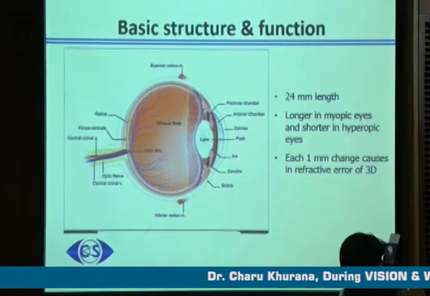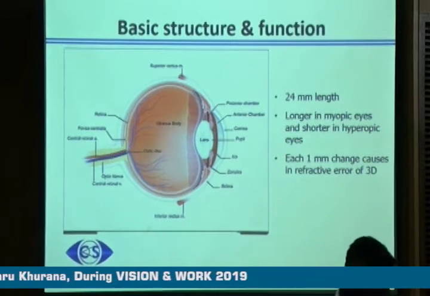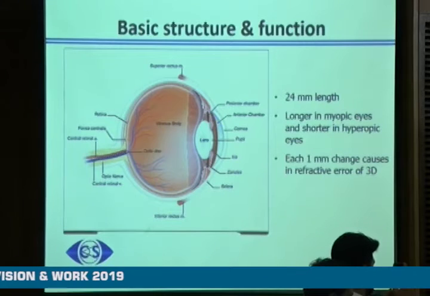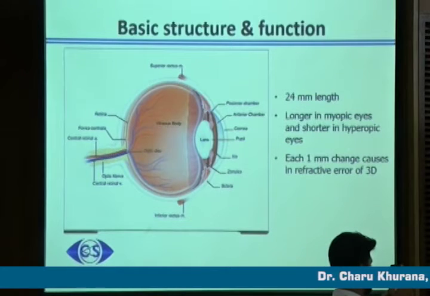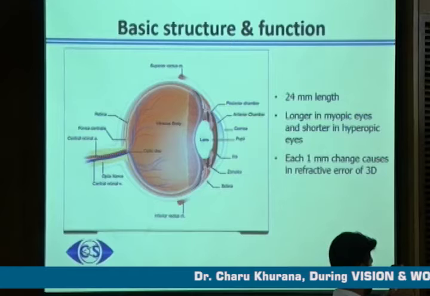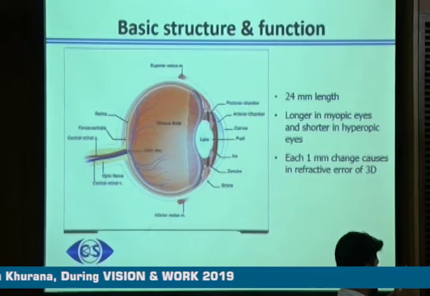So if we look at the basic structure of the eye, this is how the eyeball appears. The eyeball is a very delicate structure which is housed inside the orbit, the bony walls, which make a sort of a surrounding cushion for the eyes, within which is fat and within which is the eyeball. The average length of the eyeball is about 23 to 24 millimeters.